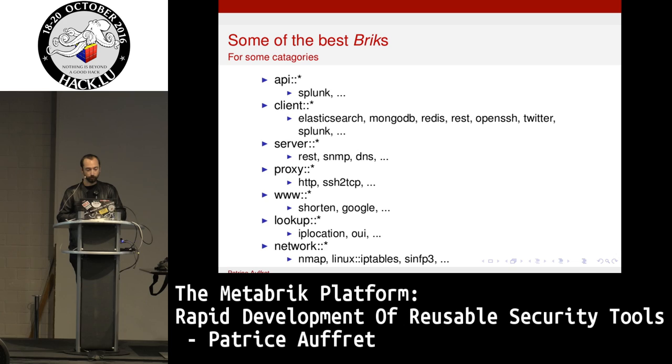In the network category too, if you want to parse the output of Nmap, you should use the network Nmap Brik. The output is already parsed. I talked about SynFP3, which is an OS fingerprinting tool I developed. And it was quite complicated to install, but because now there is a Brik, it's just run Brik tool, install network SynFP3, and you can play with it. So it makes things really simpler.